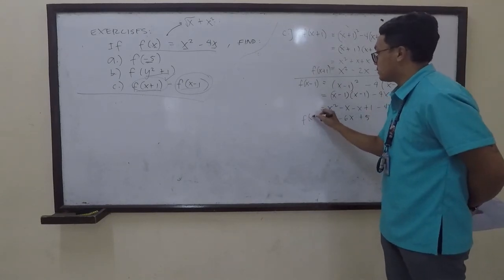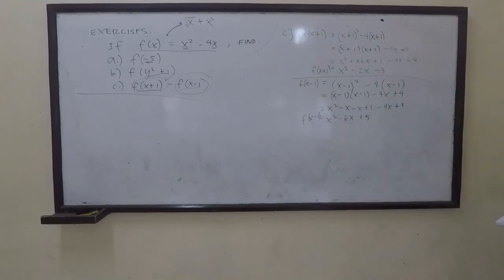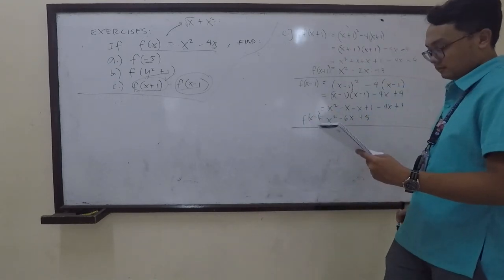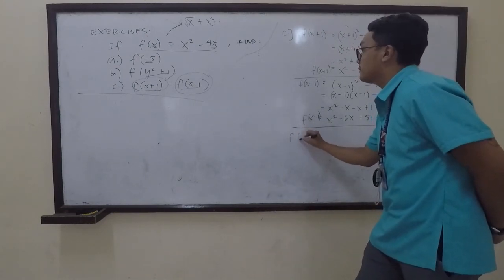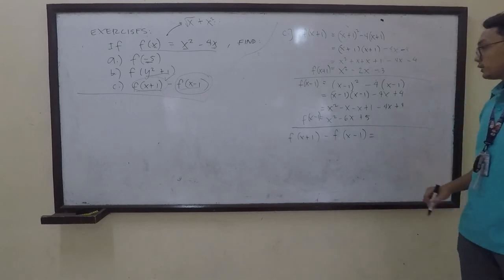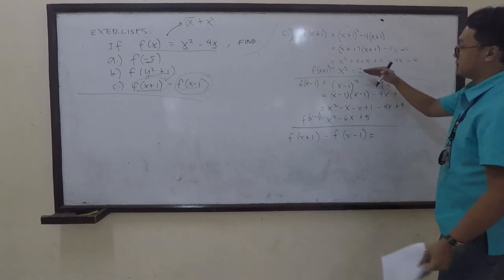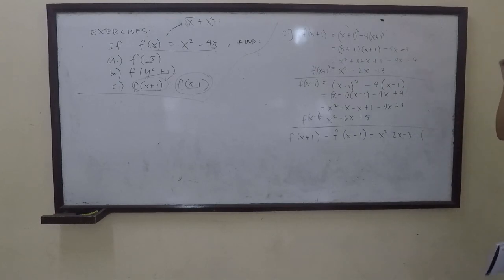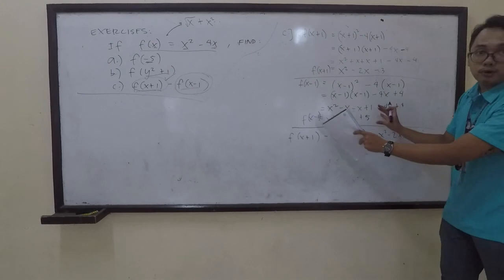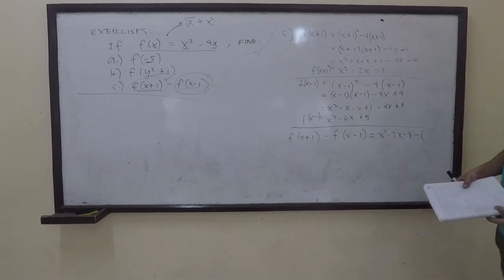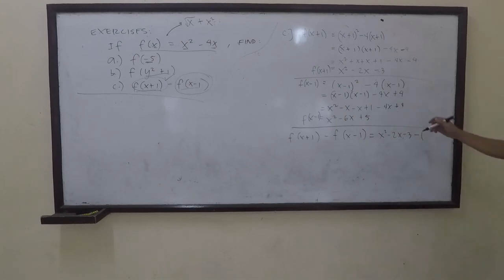So we now have the value of the two functions. Since we now have them, we are just going to subtract the two. So f of x plus 1 minus f of x minus 1 is equal to this value, x squared minus 2x minus 3, then minus an open parenthesis, because we are subtracting a polynomial. If there is no open parenthesis here, we cannot distribute the negative, so the answer will be wrong. So it should be negative, open parenthesis, then x squared minus 6x plus 5.